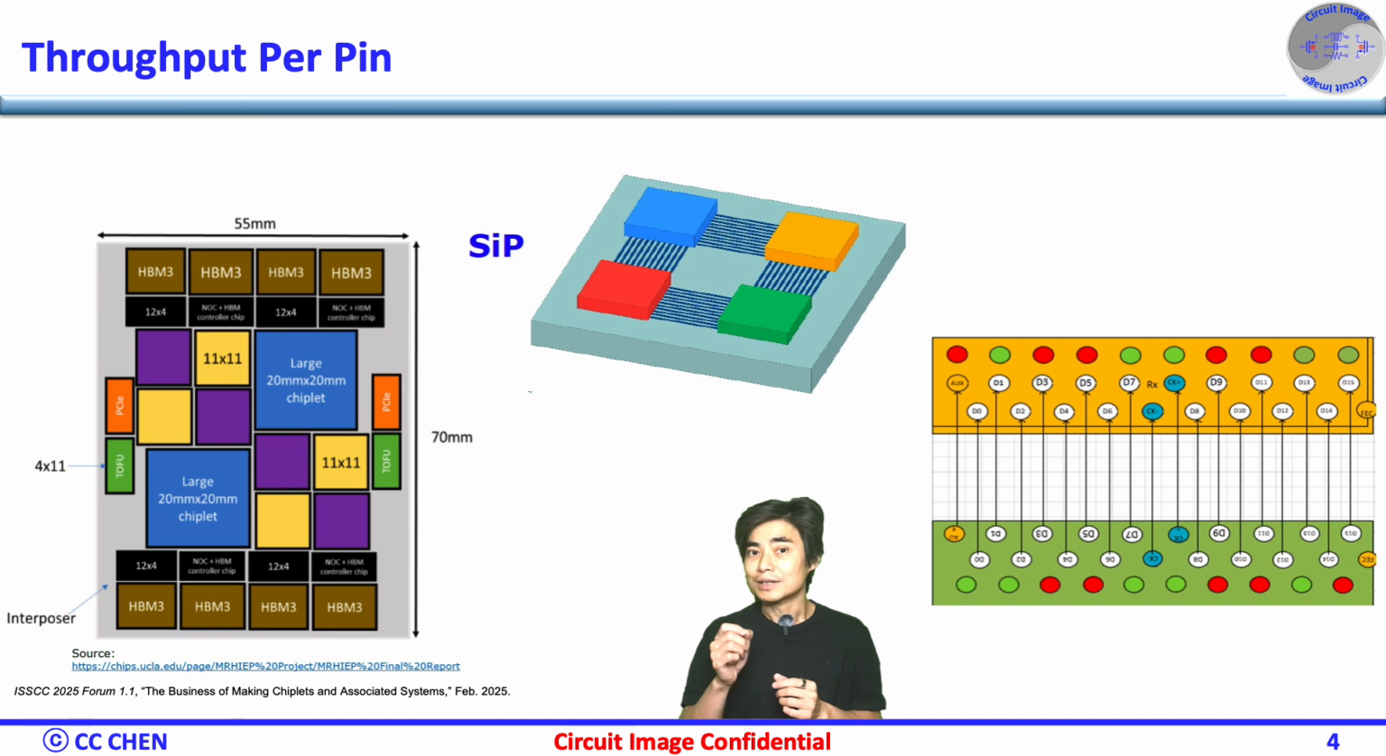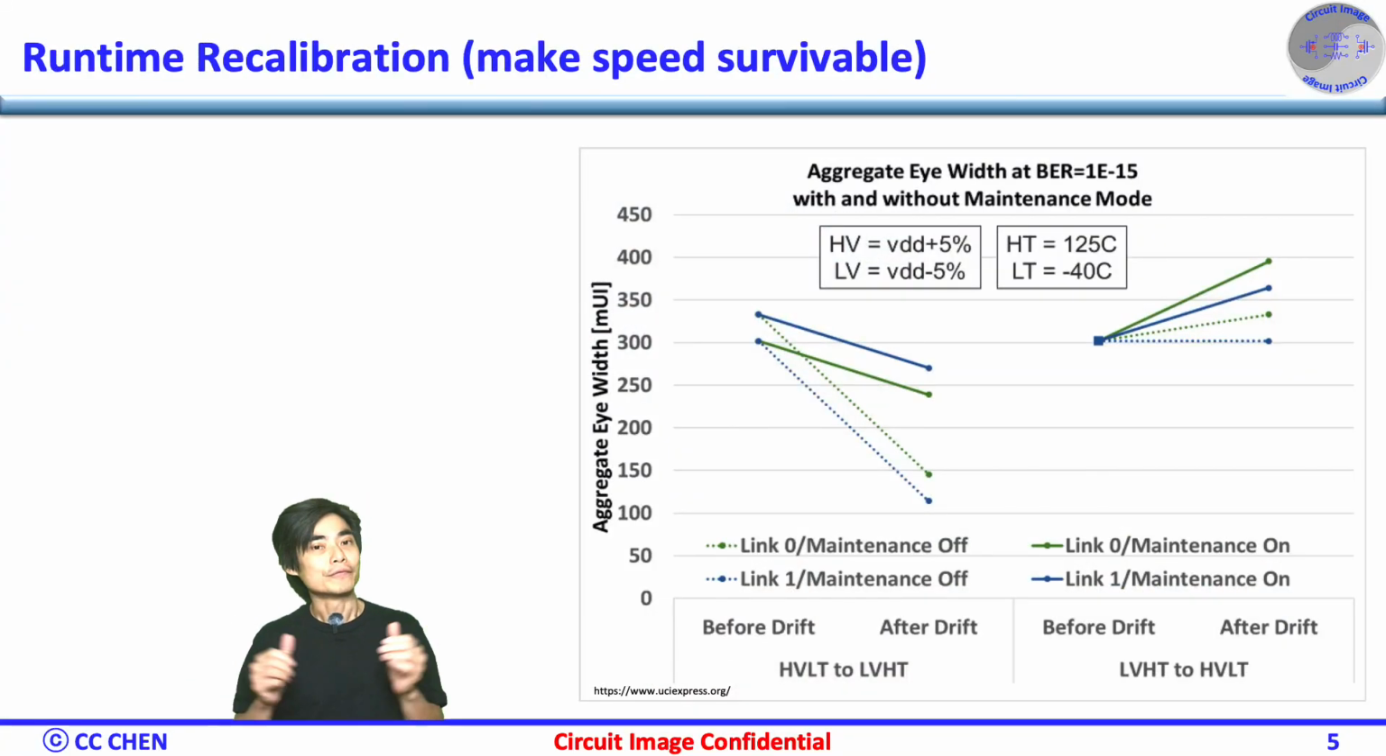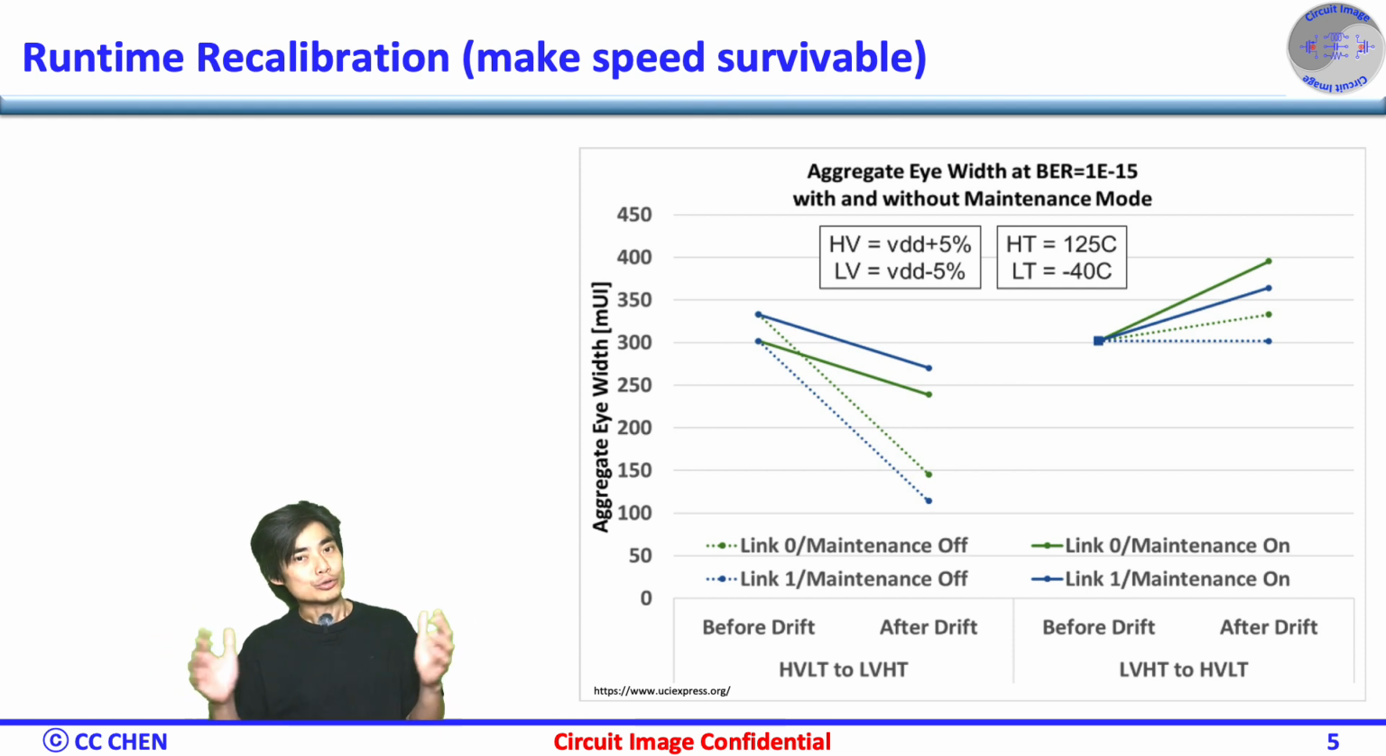Speed helps only if the link stays healthy in the real world. Here's how 3.0 makes that work. Links don't live at room temperature forever. As temperature, supply, and aging drift, runtime recalibration adjusts settings on the fly, so error rate and power stay on target without dropping the link. Tie this to telemetry so the system can retune during a heat spike, voltage dip, or workload change.